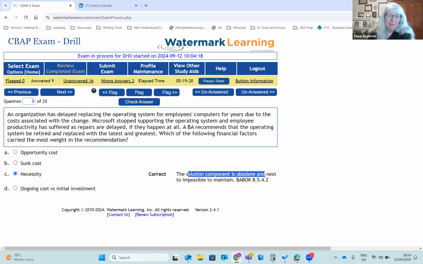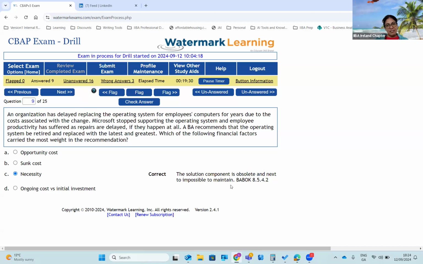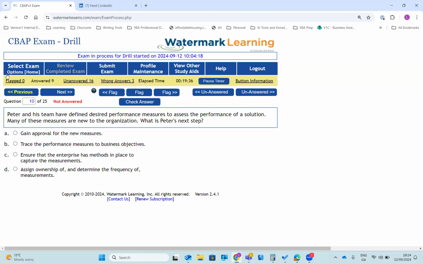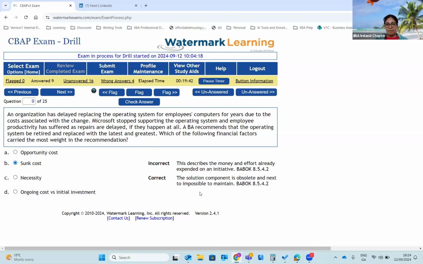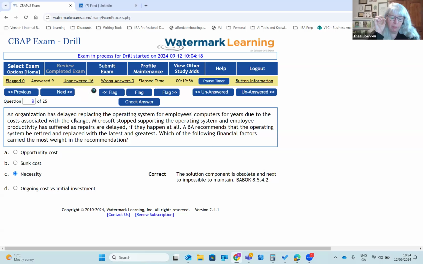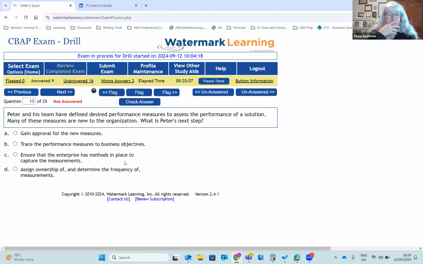Solution component is obsolete and next to impossible to maintain. But why not sunk cost then? Let's check. What does it say? This describes the money and effort already expended on an initiative. Oh, okay. There is no information about how much you spent. Yeah, the BABOK does note that people have a tendency to say, but we've already put $10,000 into it. It doesn't matter. Ignore that. What do you need to go forward with? Don't worry about how much you spent, and that's sunk cost.